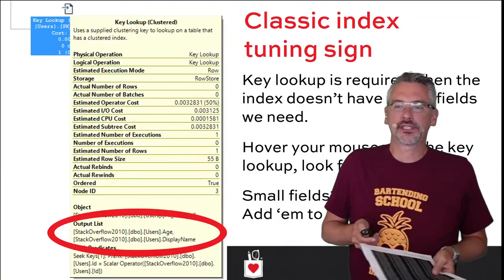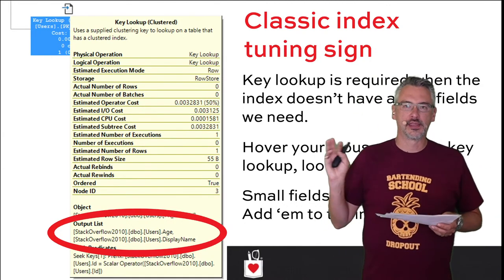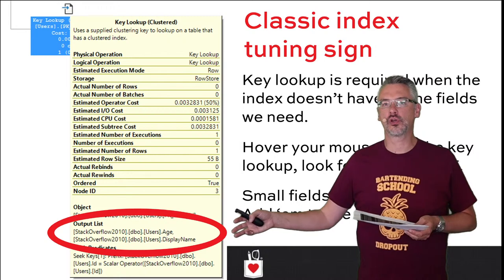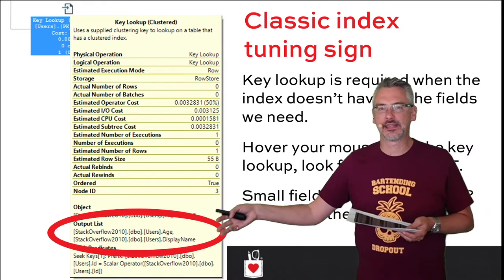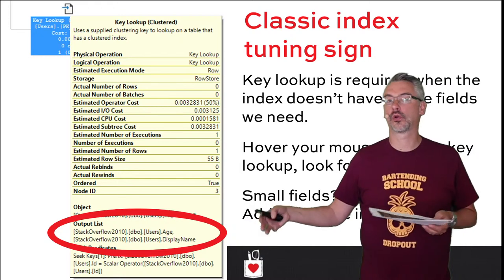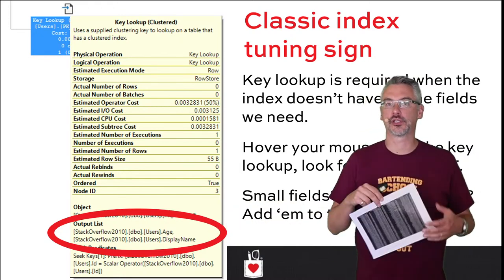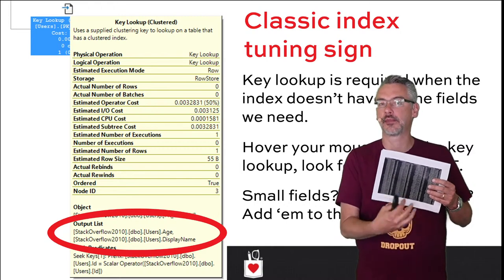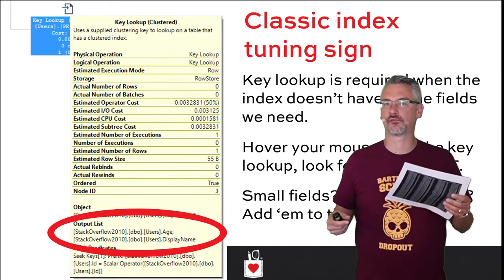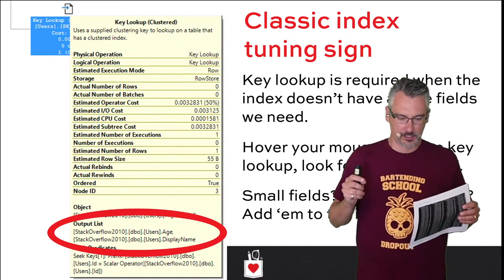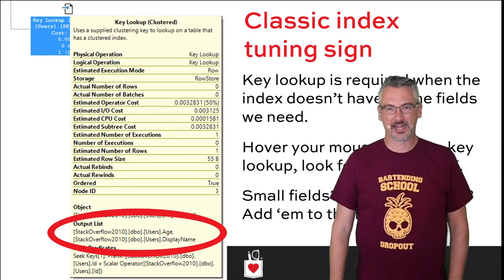So when you see that classic index seek plus a key lookup design pattern, that's when you want to look at the output down there and see if you want to add that over to your non-clustered indexes. If you're constantly querying for age and display name, it might be time to add that to your indexes so that you don't have to do that back and forth key lookup thing. Especially because I lied to you again.